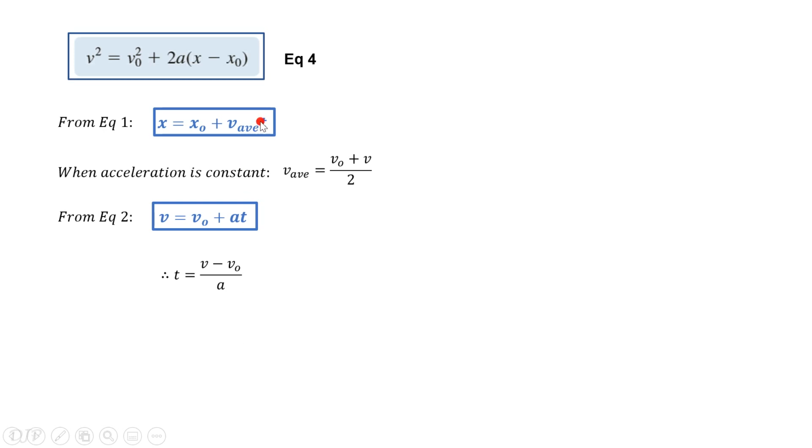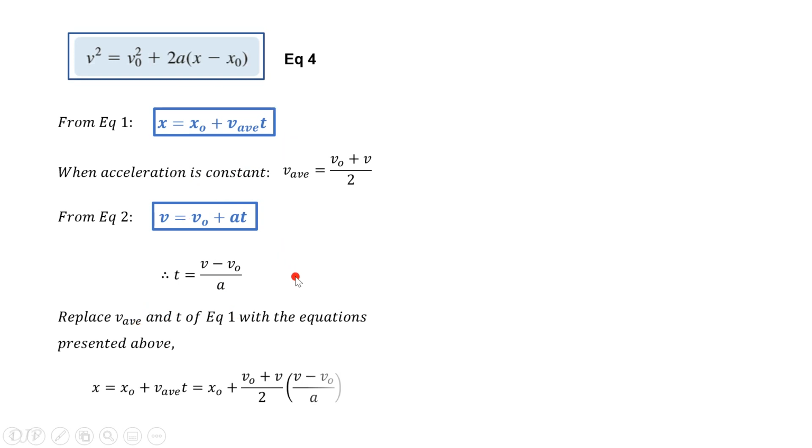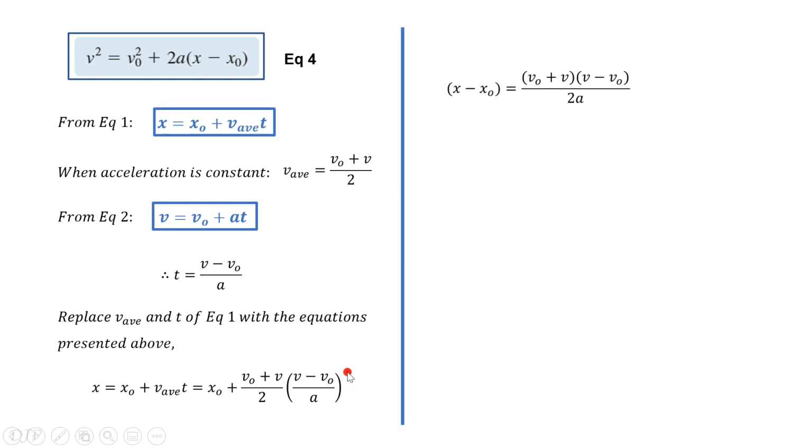This time, we will consider equation 1 as the starting equation, and then we will just replace average velocity and time from equation 1. So we will use these two equations. So replacing average velocity and time of equation 1, this gives us the following expression of final position. And then by transposing the initial position to the left and simplifying the remaining term on the right, we have this equation.